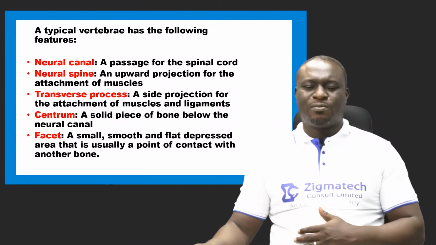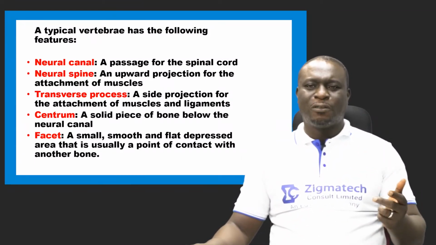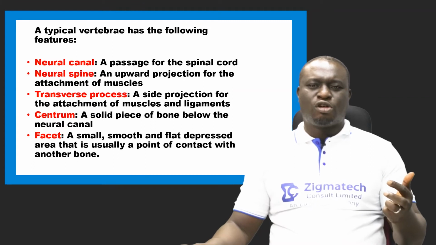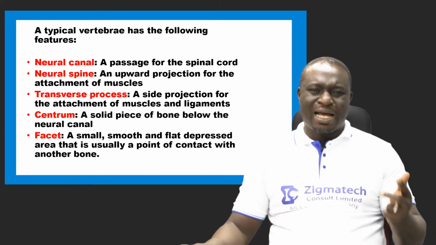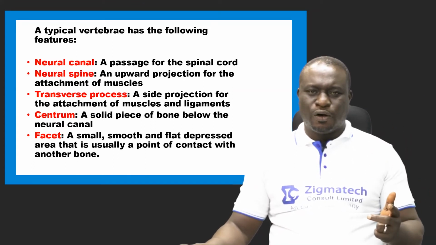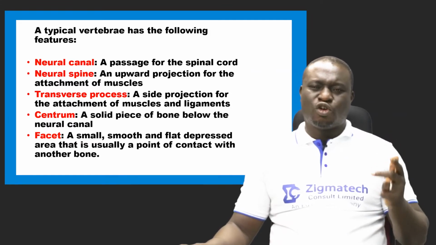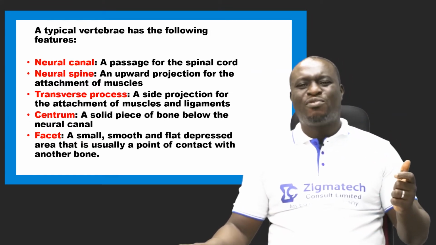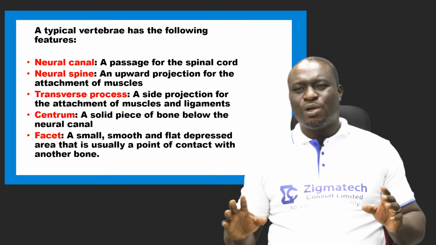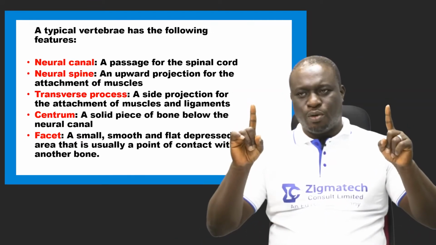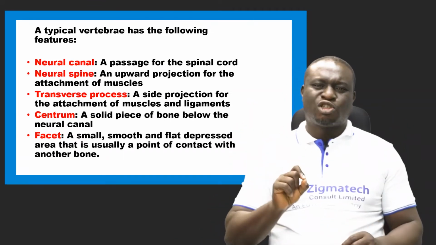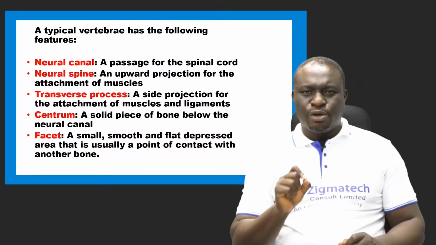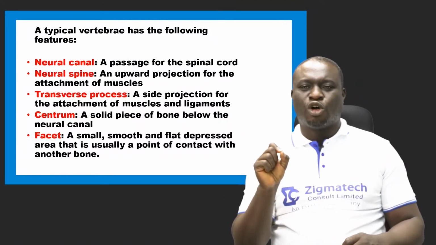Now, a typical vertebrae should have the following: a neural canal. The function of the neural canal is for the passage of the spinal cord. Then we have the neural spine. I told you it is an upward projection of bone, and it is for the attachment of muscles.